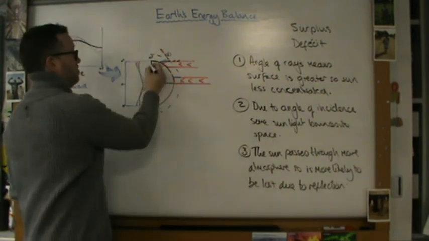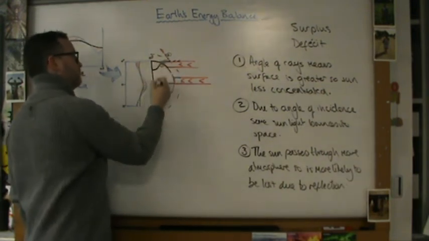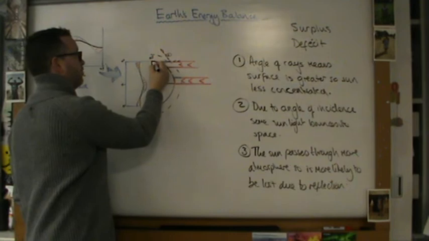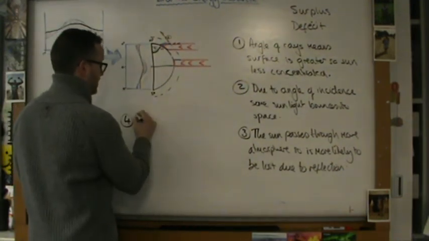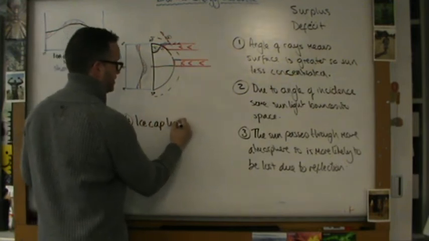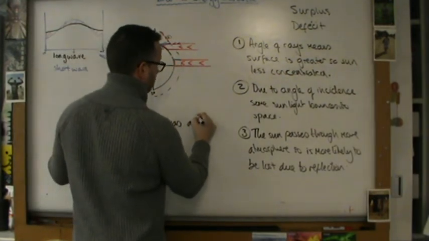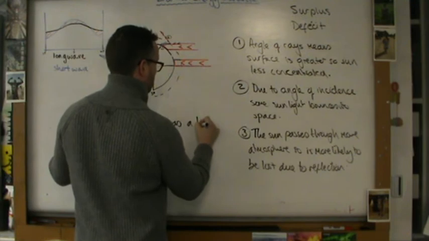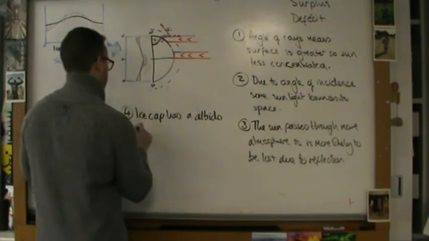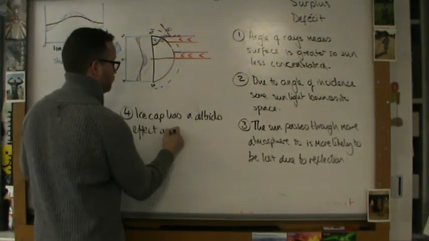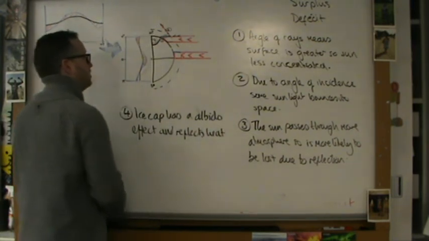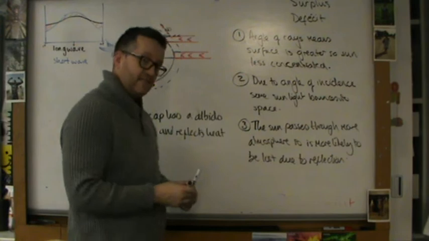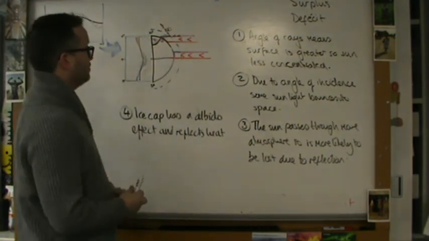The next one is also up at the top of the diagram. This is an ice cap, point 4. Point 4 is that the ice cap has an albedo effect and reflects heat. Right, that's the main points in the north half of the world.